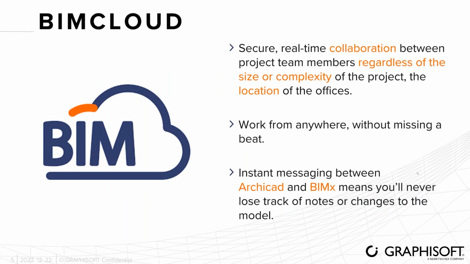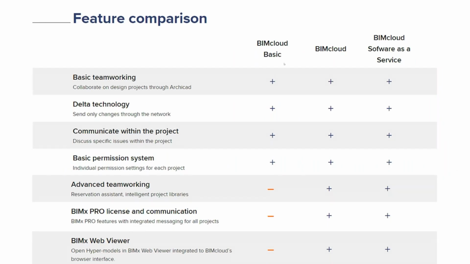In a nutshell, it secures real-time collaboration regardless of the size and complexity of the project and the location of the office. This is achievable through the features in our BIMCloud, and Graphisoft offers three different types of BIMCloud services: BIMCloud Basic, BIMCloud, and BIMCloud Software as a Service. The first four features are provided in BIMCloud Basic, which comes with the Archicad license.